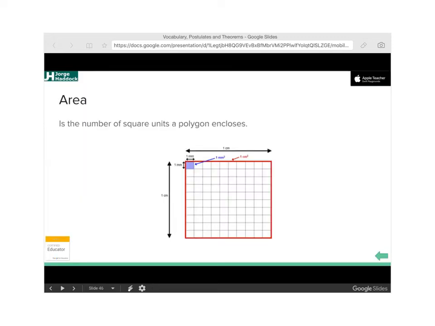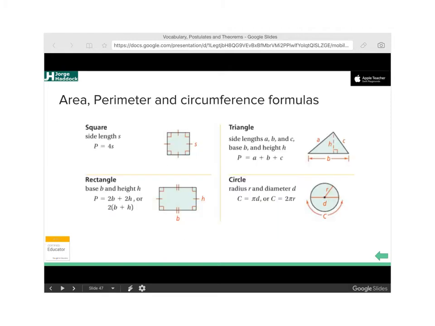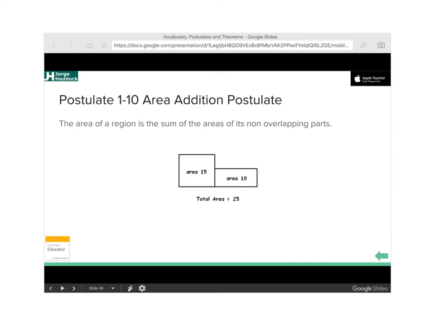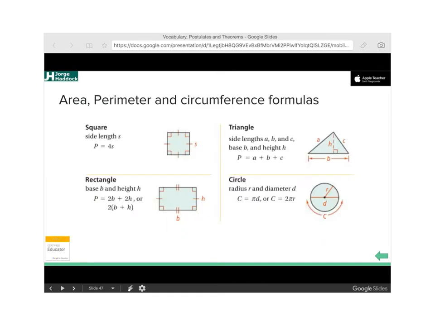Hi, so in this video we are going to be working with area and perimeter of simple shapes. The area, as you know, is the number of square units a polygon encloses. So it's just each one of those squares, adding everything. The perimeter is just the distance around the shape. Okay, and we have a couple of formulas, so we're going to see them now.